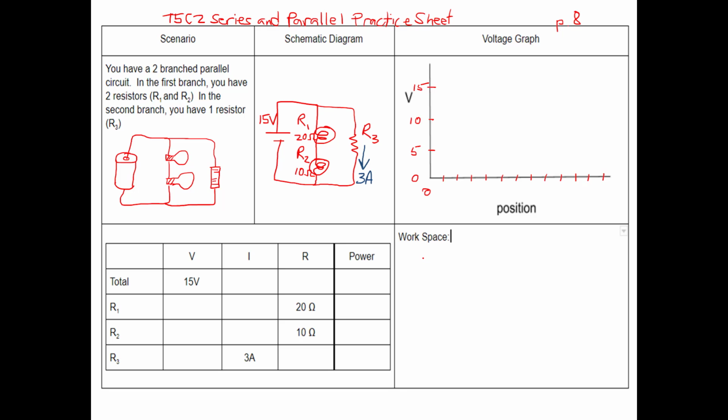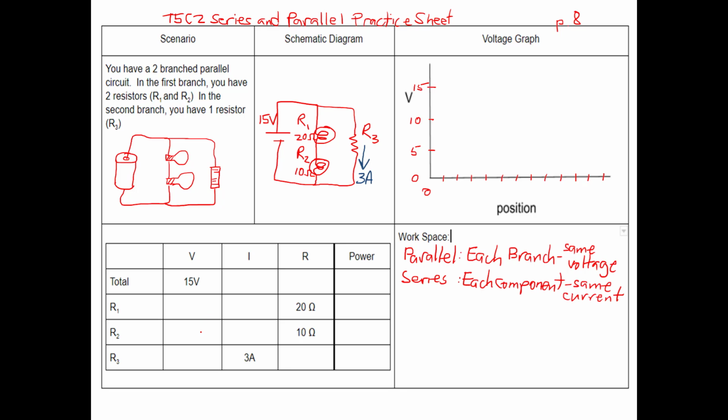As we analyze this, let's keep in mind that in a parallel circuit, all the branches have the same amount of voltage across that branch. And in a series circuit, every element has the same amount of current. Let's go fill out the table where we can.